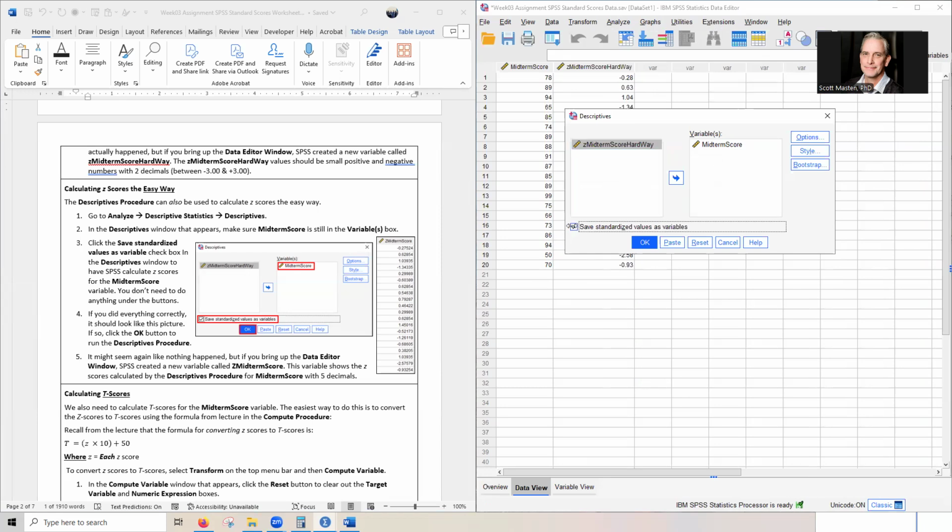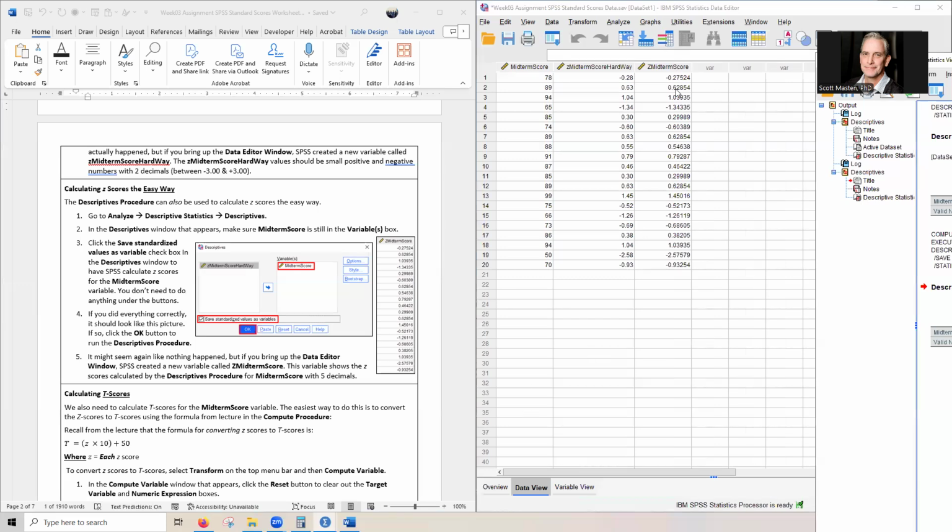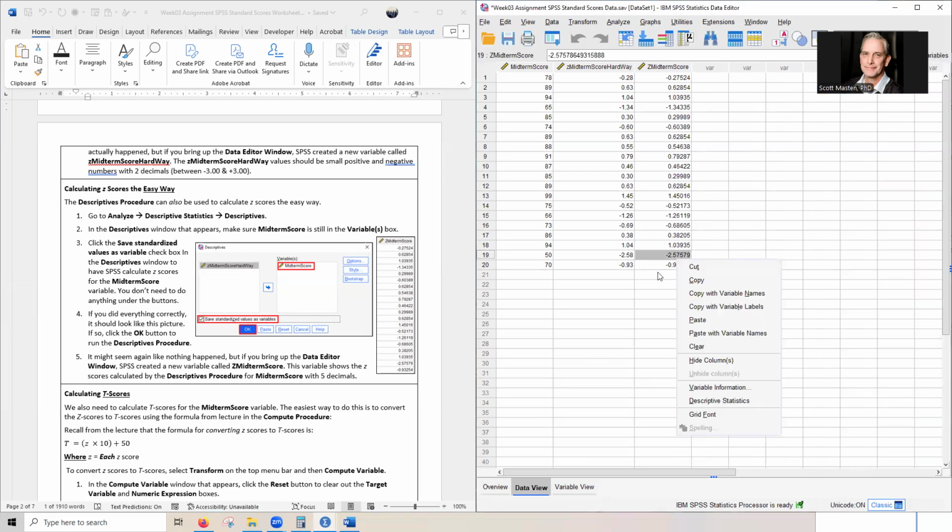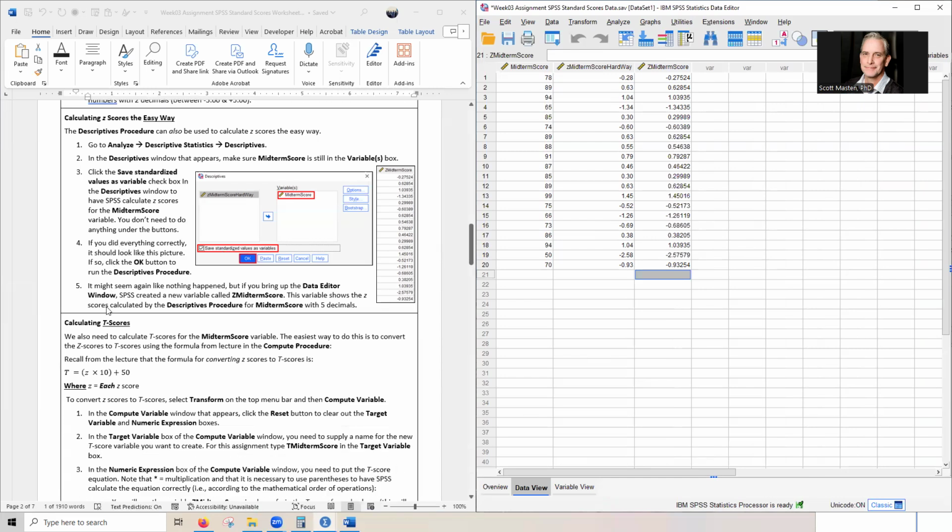Click this little thing that says Save Standardized Values as Variables. That will make z-scores. And compared to the picture, looks like we got it. I don't think I tell you to get anything because you don't need it. And click OK. That's all we're going to do. And note again, there's a new variable that appeared in our file with more decimal places here, but if you round, it's basically the same thing. Negative 2.58 is 2.5759, right? It would round. All right, so z-scores the hard way, the easy way. I recommend the easy way, going forward.